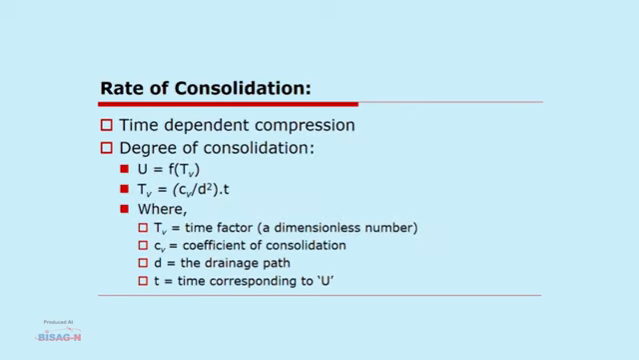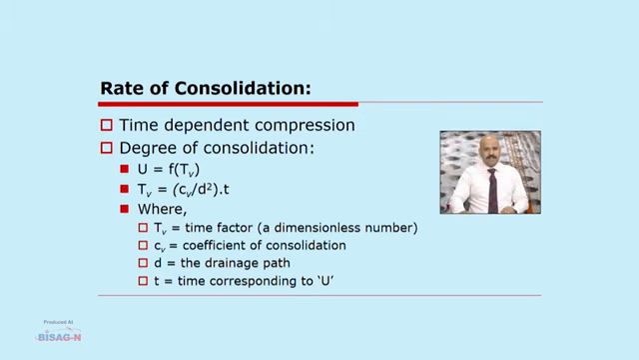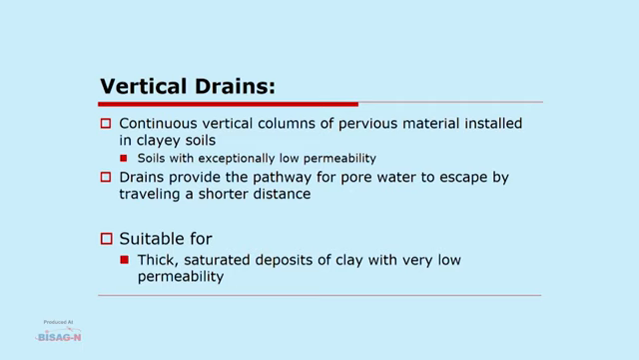Rate of consolidation is calculated by time dependent compression. Degree of consolidation can be worked out by the formulas given on the screen. Vertical drains: continuous vertical columns of pervious material installed in clay soil, with exceptionally low permeability. Drains provide the path for pore water to escape by traveling the shortest distance. This method of vertical drain is suitable for thick, saturated deposits of clay with very low permeability.